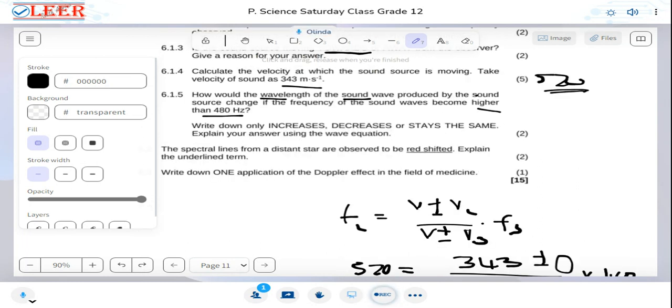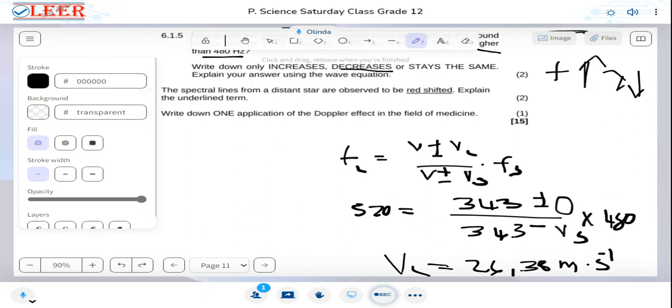What would the answer be? The answer in this case would be decrease. The reason for that is that for a constant velocity or speed of sound, if frequency increases, wavelength decreases. So if our frequency increases, then our wavelength will decrease.